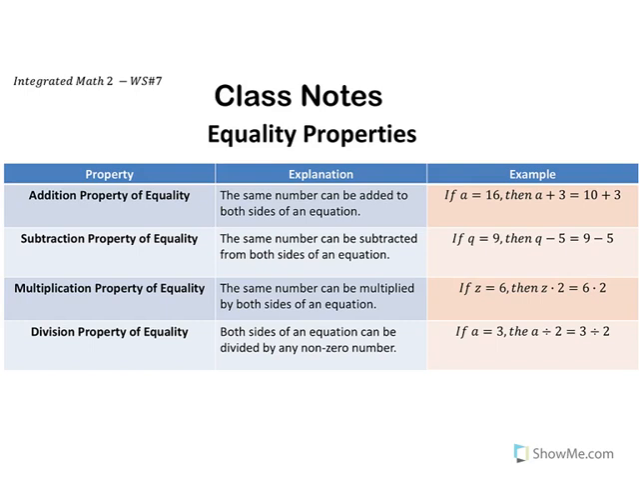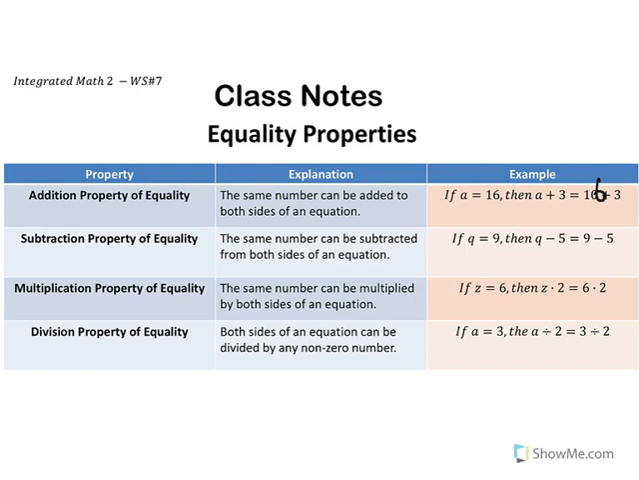Equality properties. These are some of the properties in algebra. The first property is called the addition property of equality. The same number can be added to both sides of an equation. Here is an example: if a equals 16, then a plus 3 equals 16 plus 3.